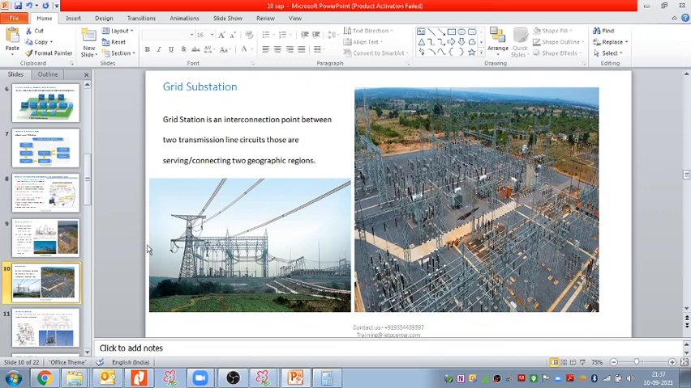Now after that we have the grid substations, the intermediate substations. The grid station is an interconnection point between two transmission line circuits, serving or connecting two different geographic regions. That is the use of the grid substation. We take tappings from an existing transmission line and make a grid substation, and we feed the local nearby area. This is also used to enhance the power quality, to enhance the voltage regulation, and it provides better transmission line maintenance facility also. So this is the use of the grid substations.